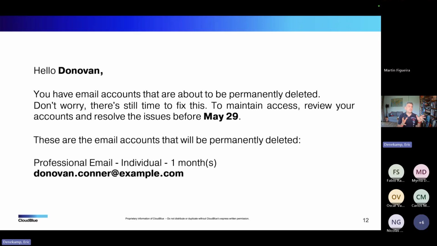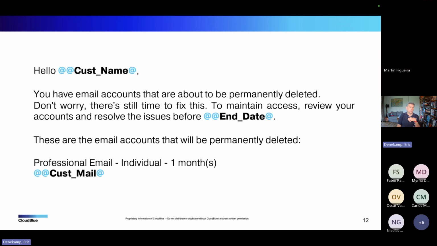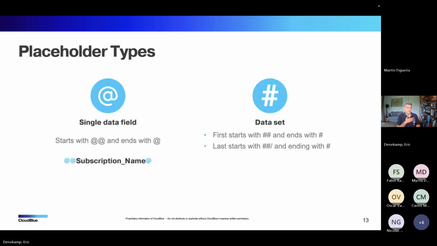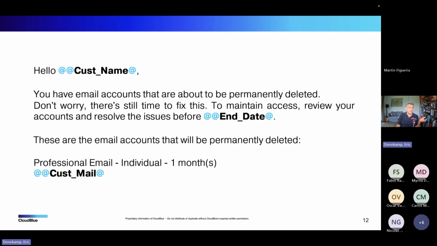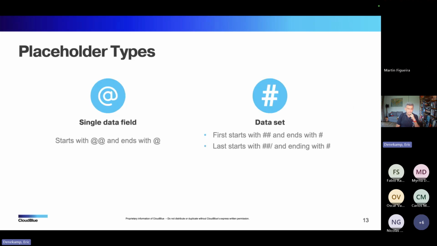But if we want to send this out to any other customer, of course, we want to generalize this so that the system then picks the information for those highlighted or bold texts from the database. And we used placeholders for that. A placeholder in the system, we have two types. We've got single data fields, and they look like this. And here you see that these fields are only single data fields, meaning that there is a single customer name, there is an end date, there is a customer email address.